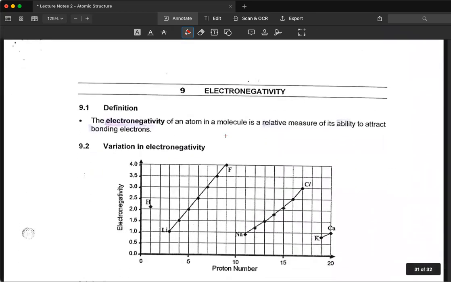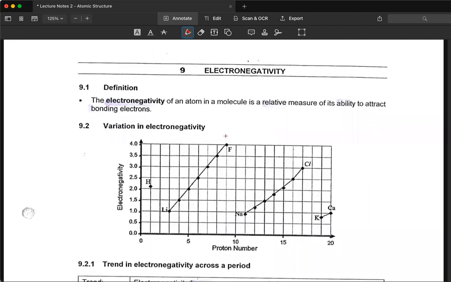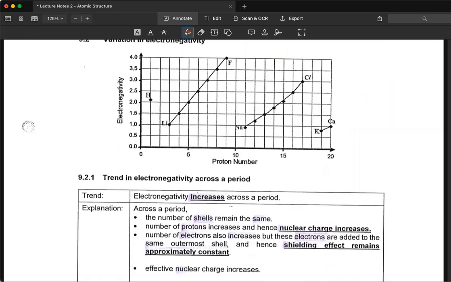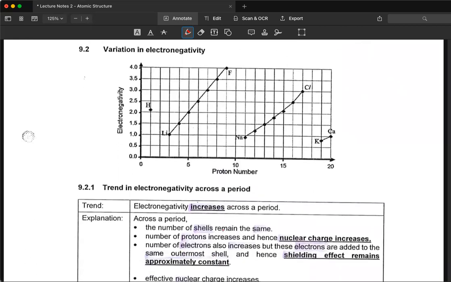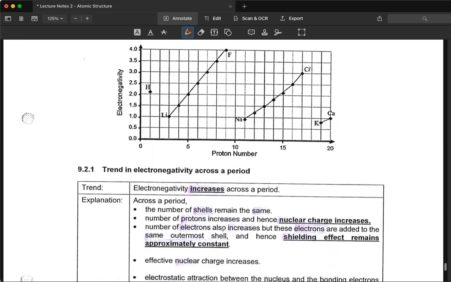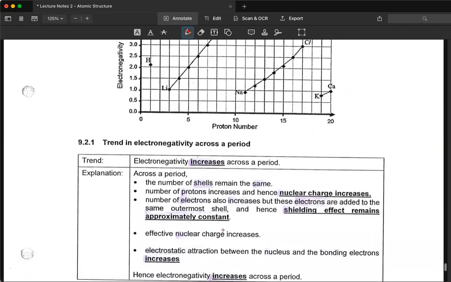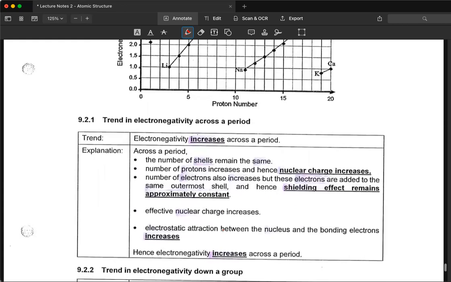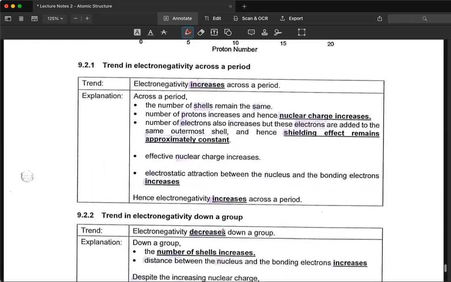Okay, moving on to the last concept of the day, electronegativity. Then we are done. Electronegativity of an atom is the relative measure of its ability to attract bonding electrons. If you look at this graph, in general, across a period there's an increase in electronegativity. The reason is that the number of shells remains the same, the number of protons increases, nuclear charge increases, and the number of electrons also increases. But these electrons are added to the same outermost shell, so the shielding effect is almost constant. Effective nuclear charge increases, so electrostatic attraction between the nucleus and the bonding electrons increases. So when electrostatic attraction increases, electronegativity increases.